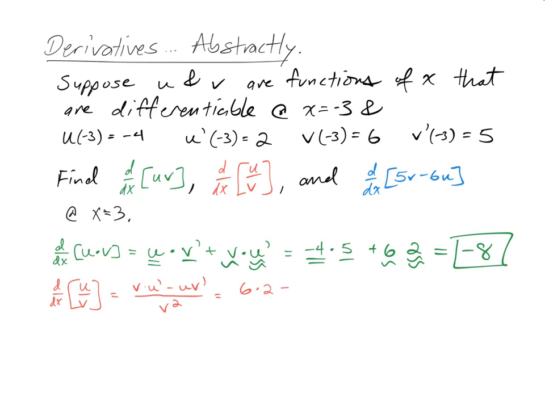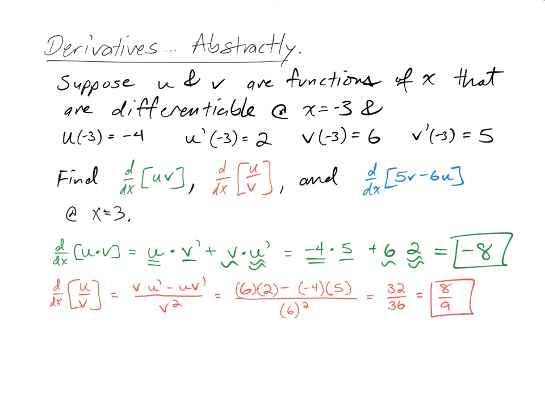This will be minus -4 times v prime at -3 is +5. So let me put parentheses around these, over v at -3 squared is 6 squared. So that leaves you with, let's see, 12 plus 20, because negative times negative makes a positive. 12 plus 20 is 32 over 36. You can divide both of those by 4 and get 8 over 9.